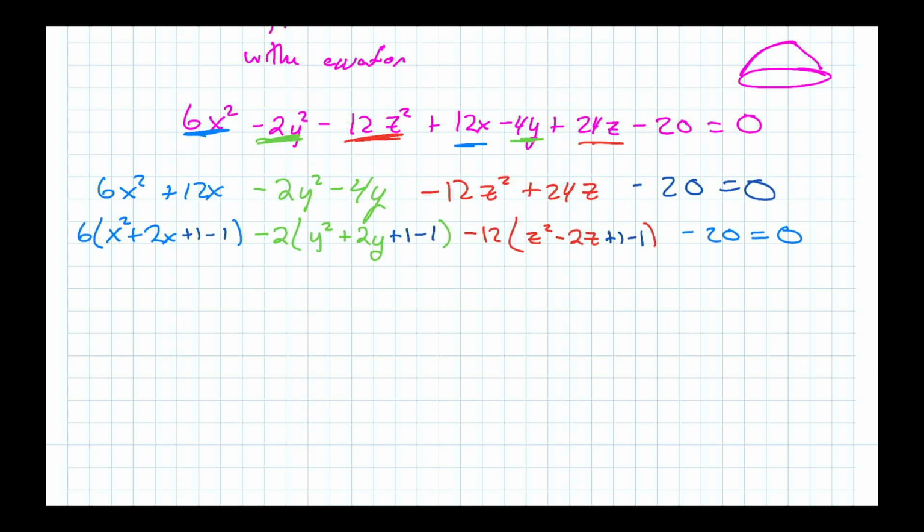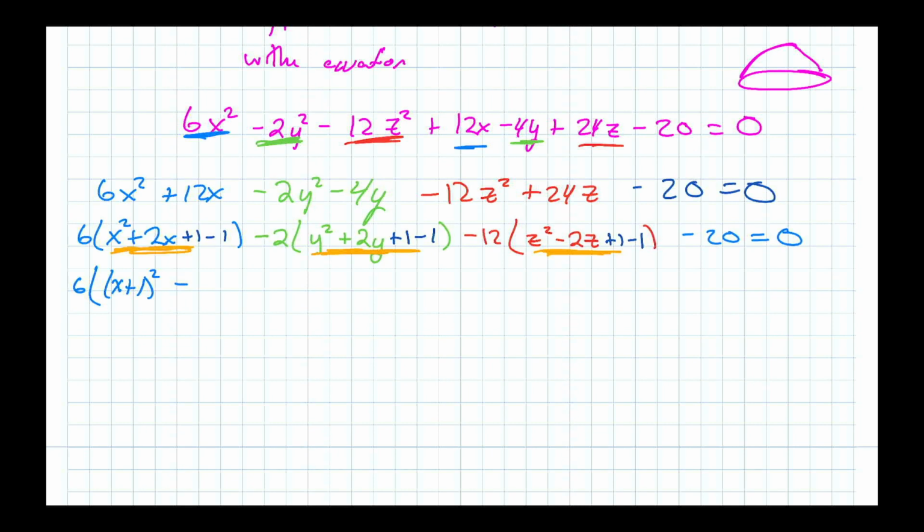And then we factor. So the point is, you got to know how to factor this, this, and this. We're going to get 6 parentheses. The part that I underlined factors into x plus 1 squared. And then there's that extra minus 1. Then here we've got minus 2. The part that I underlined factors into y plus 1 squared. And then there's an extra minus 1. And then on the last one, minus 12 z, this one's got a negative here, so it's going to be z minus 1 squared, then minus 1. And then you got your minus 20 equals 0. Actually, this is already enough to see that the center is going to be minus 1, plus 1.